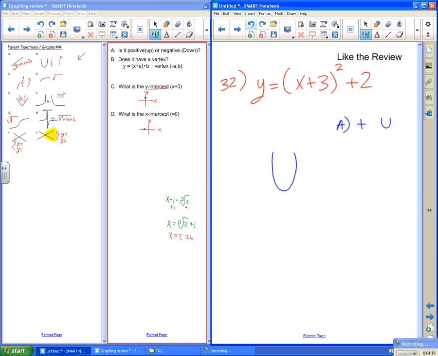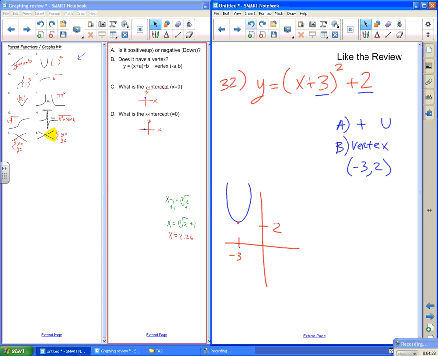Next question, B. Does it have a vertex? The answer is yes. The vertex is always right here. -3, +2. So right there, I can draw a graph with a vertex at -3, +2. That's the bottom of my graph. And if that's not enough, I can go to C. And usually that's enough.